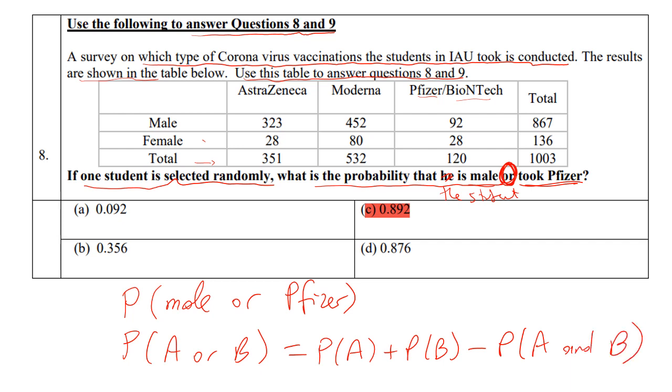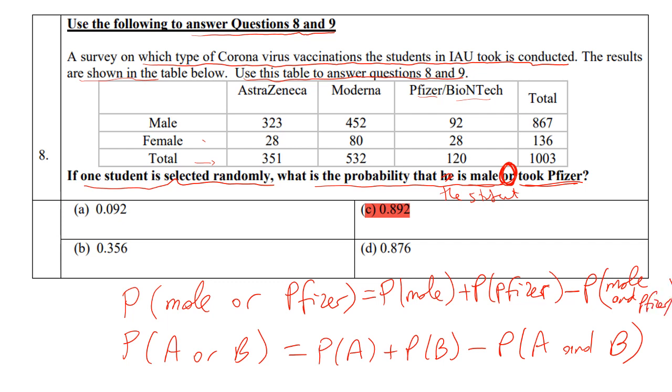Now, male or Pfizer means the probability that the student is a male, plus, sorry, the probability that the student took Pfizer, minus the probability that the student is male and took Pfizer.